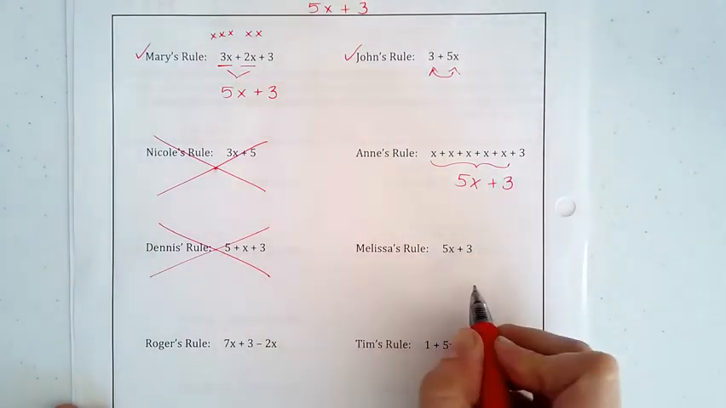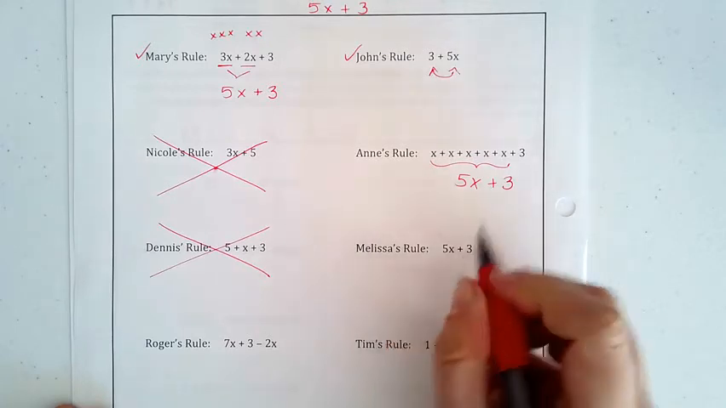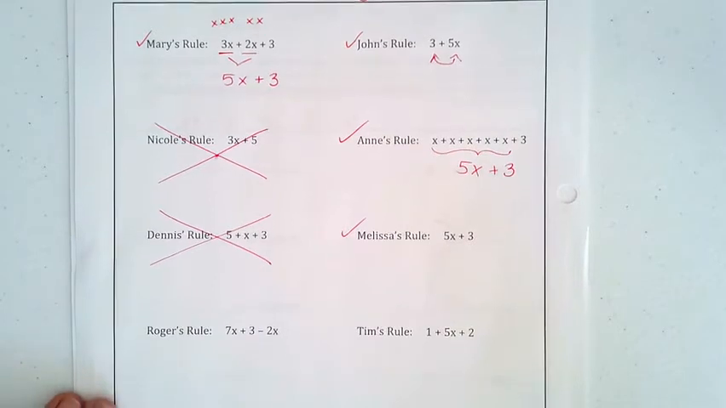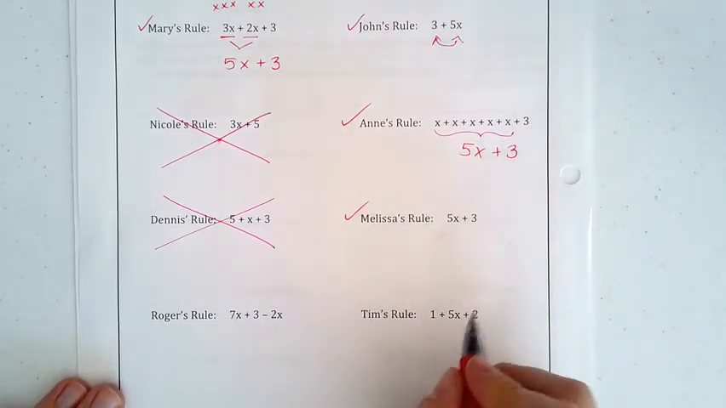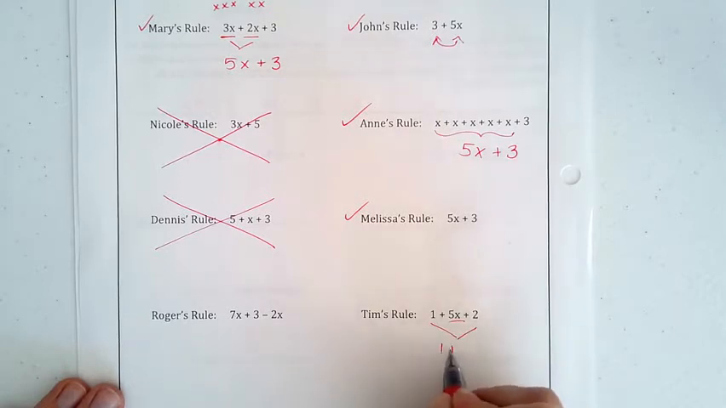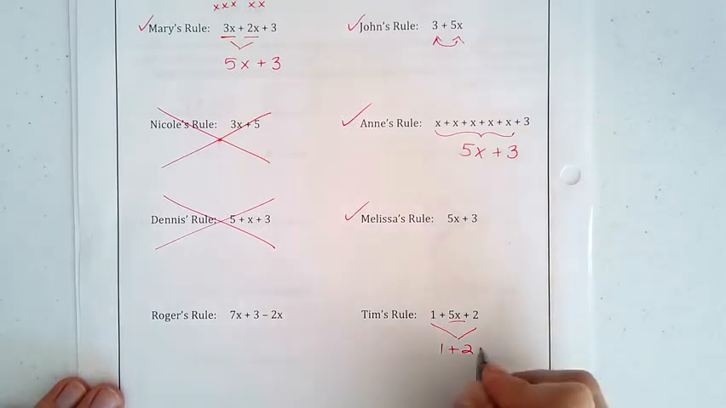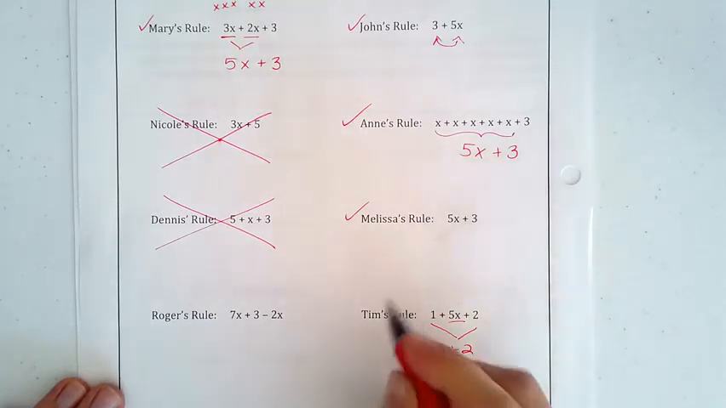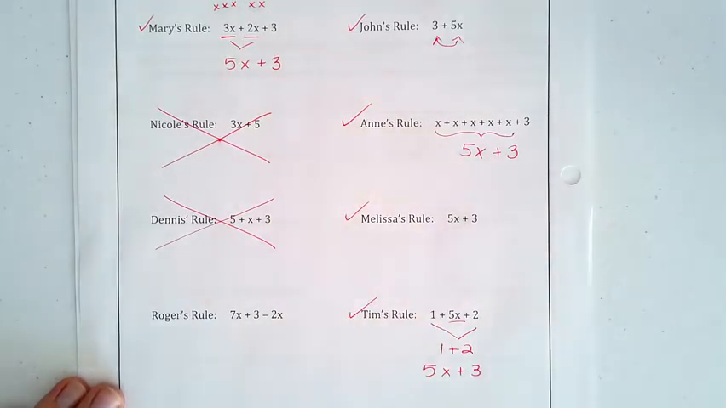Now, if I look at Melissa's rule, what I notice is that it is the same as our rule. So Melissa, she's got it going on. Now, Tim's rule, let's look at Tim's rule. So this time we've got all of our x's together, but we have a 1 plus a 2. Now, those are like terms because there's no variable attached to either of those. And so I've got my 5x, and then 1 plus 2 equals 3. So Tim's correct.